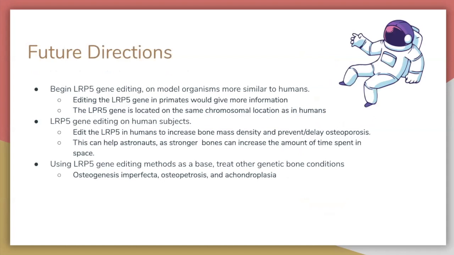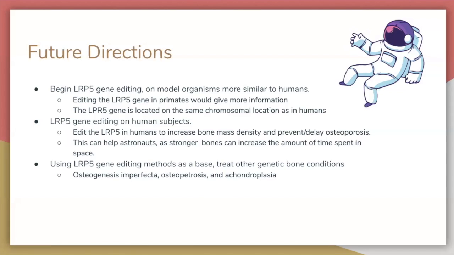Yeah, so for future directions, we will begin LRP5 gene editing on model organisms that have similar characteristics to humans, such as primates. And what's nice about this is that the LRP5 gene is located on the same chromosomal location as in humans. And so with that being said, and if all is successful, then we can go on to gene editing on human subjects. And by doing this, we will increase bone mass density and potentially prevent or delay osteoporosis. For example, this could help astronauts, and it would provide stronger bones, which can increase the amount of time spent in space.